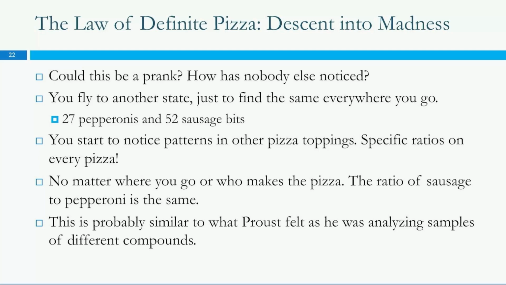So you fly to another state. Now you're starting to dump money into this. And you even notice that there's patterns in other pizza toppings. So it's not just pepperoni and sausage. This is probably similar to Proust, right? He's doing this thing and this is weird. It's weird that it's a specific ratio, right? Because if you actually get a pizza, it's gonna be some random number of pepperonis, and a random number of sausage, a random number of every other topping. But in molecules, it's all going to be the same. So anyways.